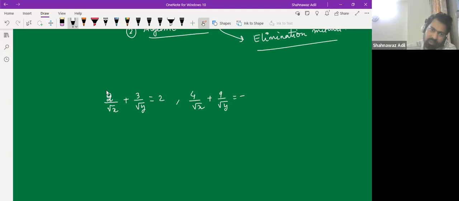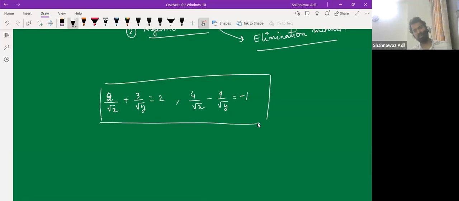So you see, it's minus 1, right? 4 by root x minus 9 by root y. So you see, is that a linear equation? This is not a linear equation, right? So the idea is that we have to make it a linear equation so that we can solve it.